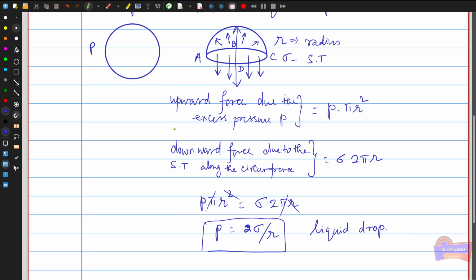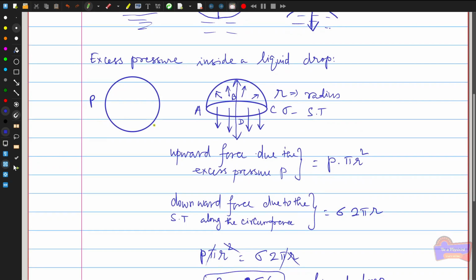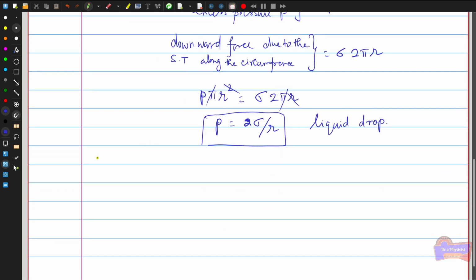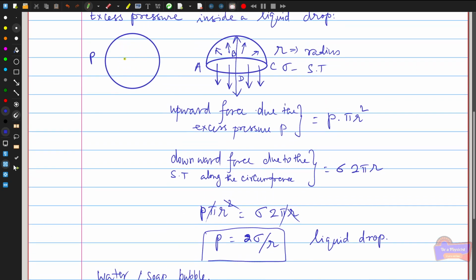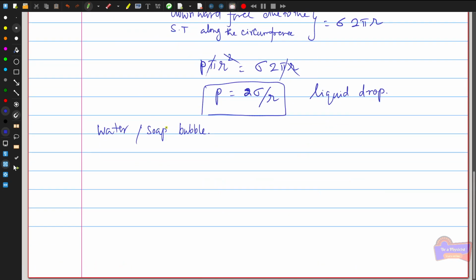Suppose you consider a soap bubble or a water bubble, and its excess pressure. We know that a liquid drop is entirely liquid inside; there is no air inside the liquid. However, if you consider a soap bubble or water bubble, it has two liquid surfaces in contact with air, one inside the bubble and another outside the bubble.